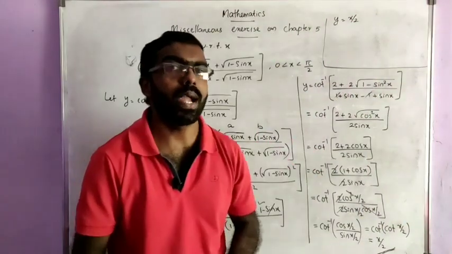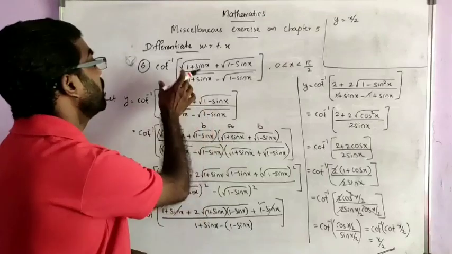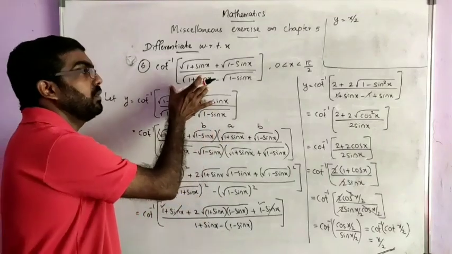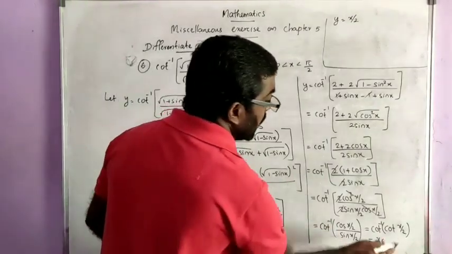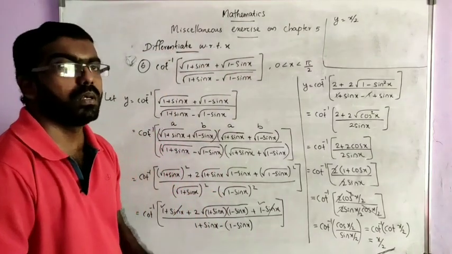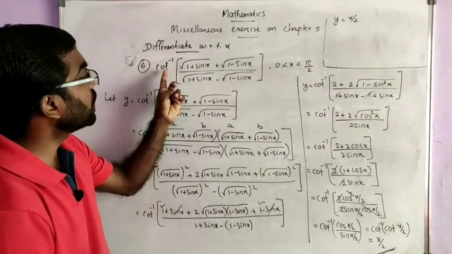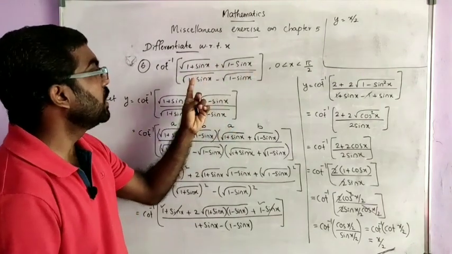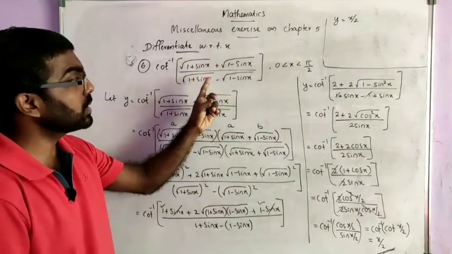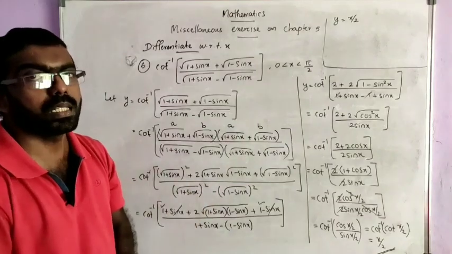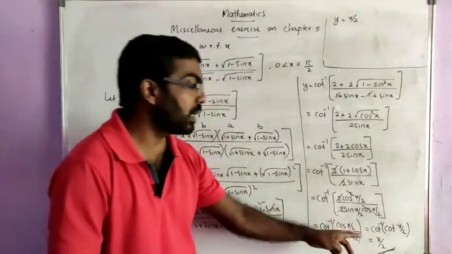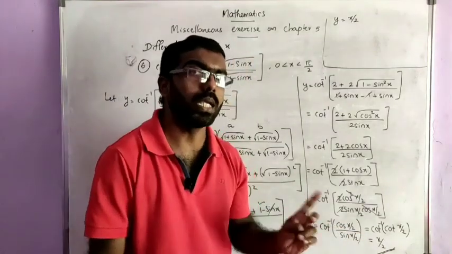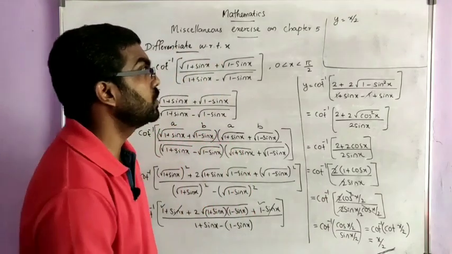Our intention is to find the derivative of this term, so we first simplify the question. Actually the question was cot inverse of root of 1 plus sin x plus root of 1 minus sin x divided by root of 1 plus sin x minus root of 1 minus sin x. So that question we simplified in the form x by 2. Y is equal to x by 2.